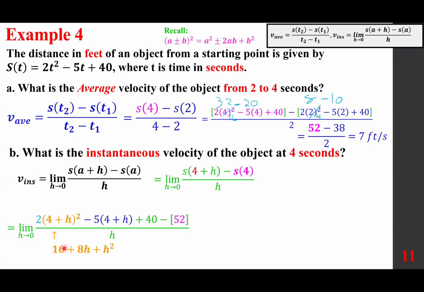You distribute the 2, you get 32 plus 16h plus 2h squared. Then we have minus 20 minus 5h plus 40 minus 52. And again, just take a look at all the numbers. Positive 32, negative 20, positive 40, negative 52. I hope you see that they add up to 0.